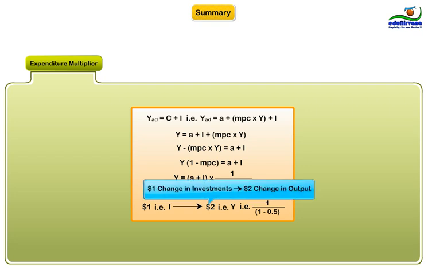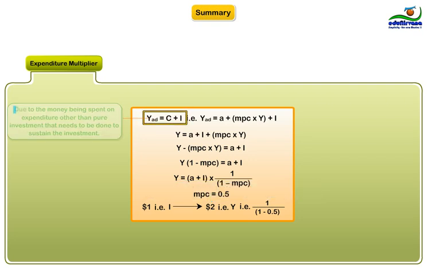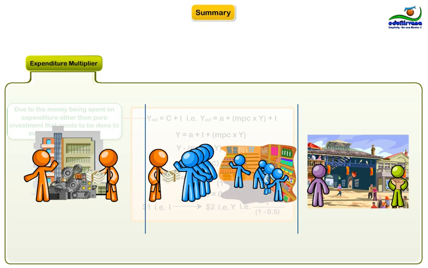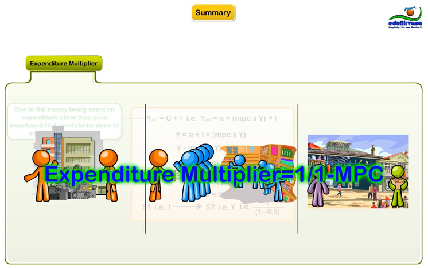Intuitively, it was explained that this order of change in AD owing to a change in I was due to the money being spent on expenditure other than pure investment that needs to be done to sustain the investment. Examples here were salaries of additional people to sustain the gross block addition. This was calculated as 1 divided by 1 minus MPC.